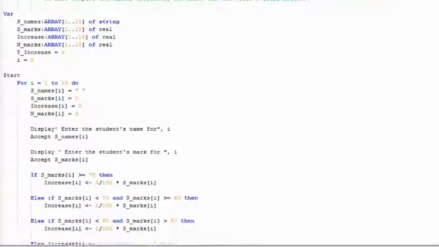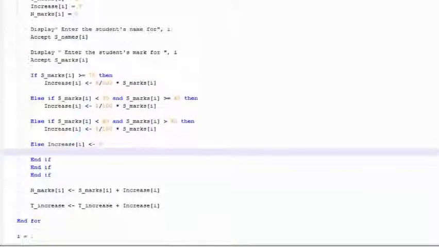The next thing in our algorithm, let's go to the next area in our algorithm, and the next area is new marks. And new marks is equal to the marks we have already plus the increase. So let's put that in.